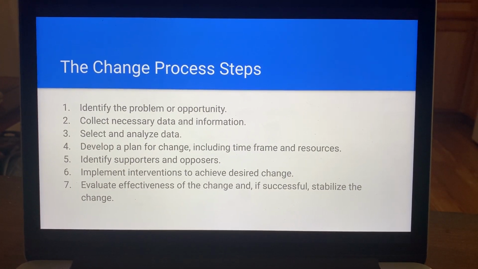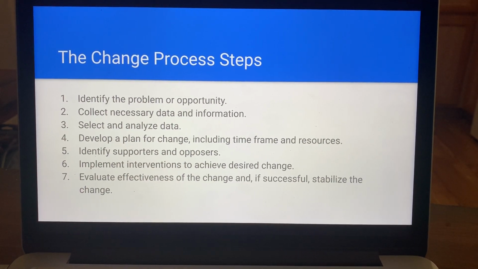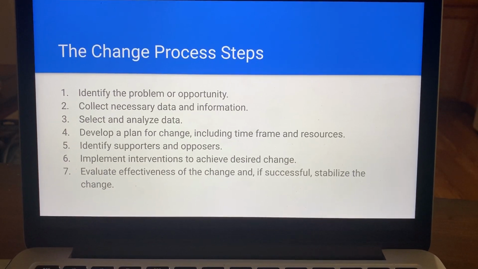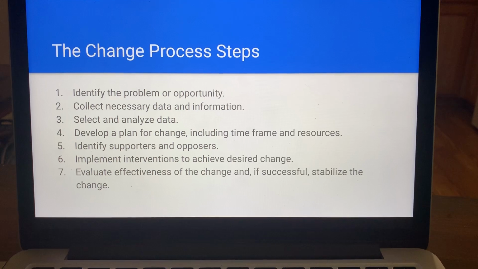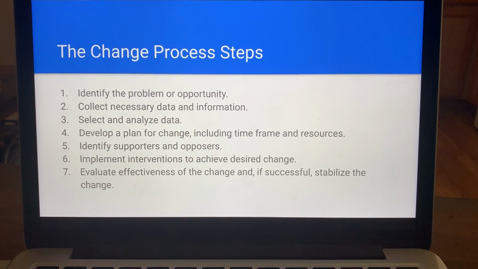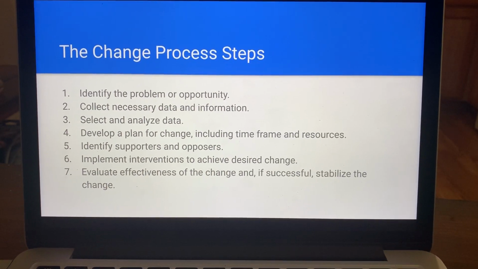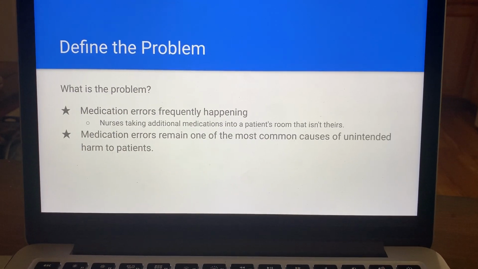So for the change process steps, here are the 7 steps. 1 is identify the problem. 2 is collect necessary data and information. 3 is select and analyze the data. 4 is develop a plan for change. 5 is identify supporters and opposers. 6 is implement interventions to achieve desired change. And 7 is to evaluate the effectiveness of the change.